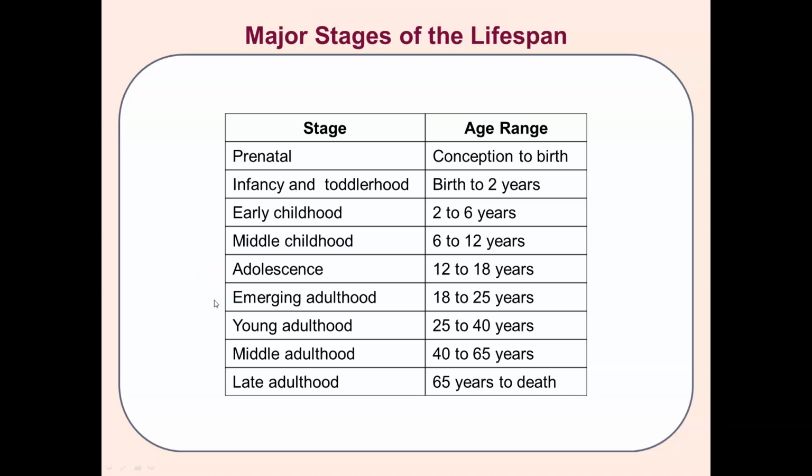Next stage, emerging adulthood. So that's ages 18 to 25 years old. That's kind of a phase in between adolescence and adulthood. Okay? And then young adulthood is ages 25 to 40. Middle adulthood is ages 40 through 65. The final stage of development is what's known as late adulthood, and that's 65 years to death.